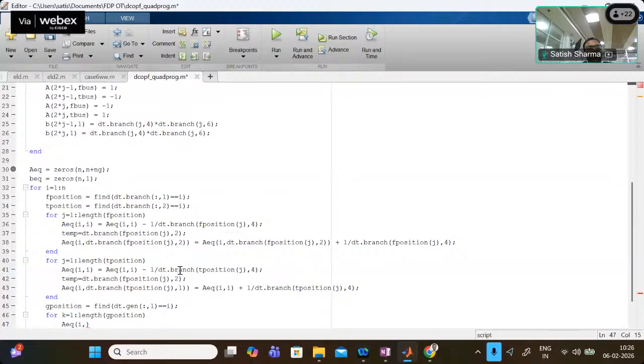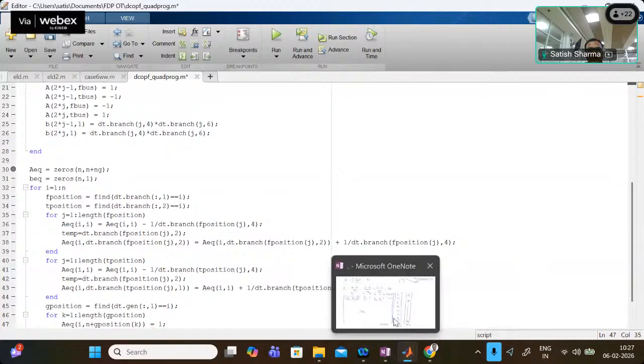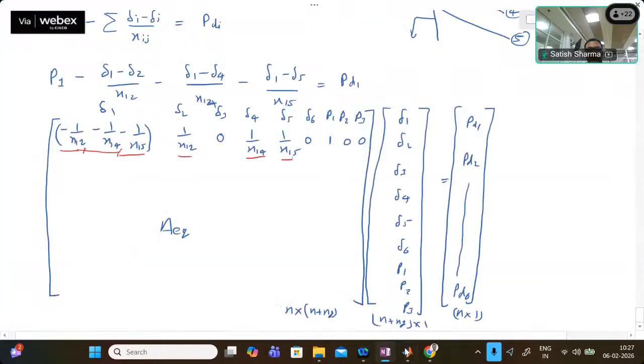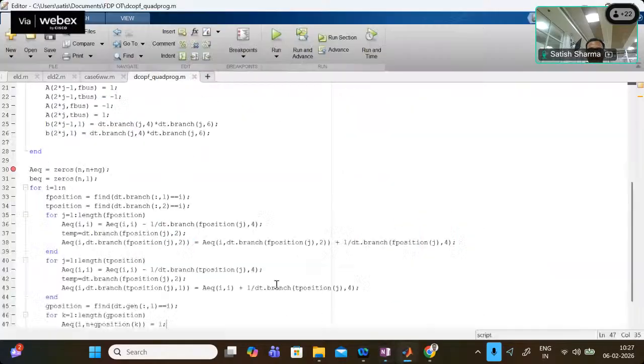So it will be basically the same thing: the first n places are for the angles, so I will place n plus the g position. I have to look at the place, so this is g position at kth part. This is what we will place, and this should be equal to 1 only. So we are going to place 1. If you look here, we just simply have to place 1. So we have done this part.